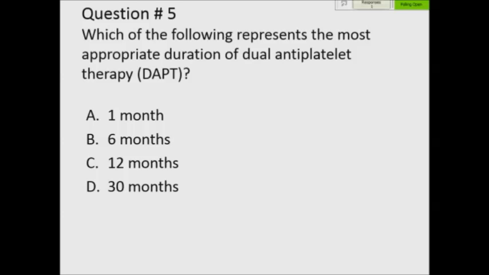Okay, so now that we've placed him on low-dose aspirin indefinitely, we're going to place him on one of the P2Y12 receptor antagonists as well. And so what is the most appropriate duration of dual antiplatelet therapy, or DAPT as we'll refer to it from now on? So is it 1 month of DAPT? Is it 6 months of DAPT? Is it 12 months of DAPT? Or is it 30?